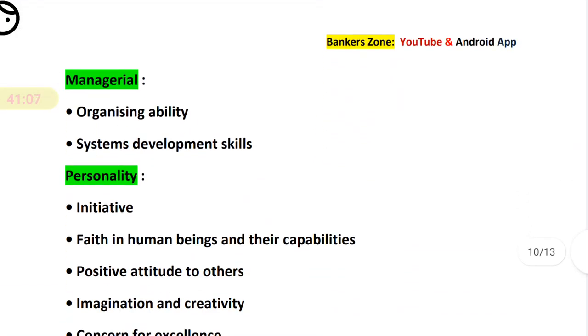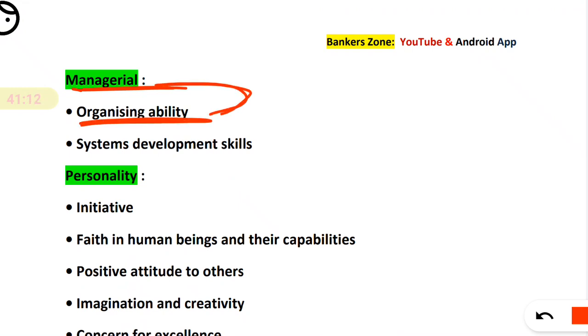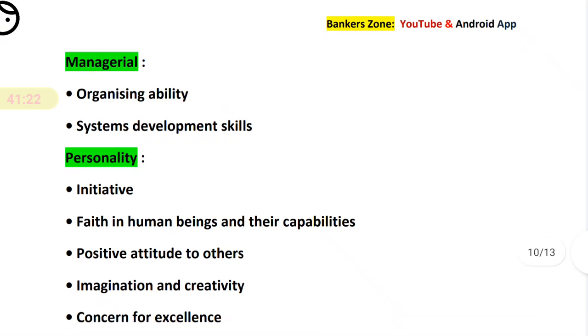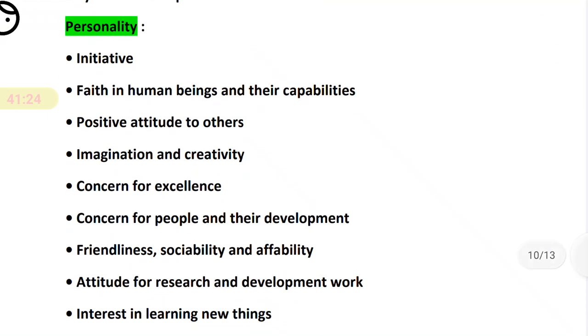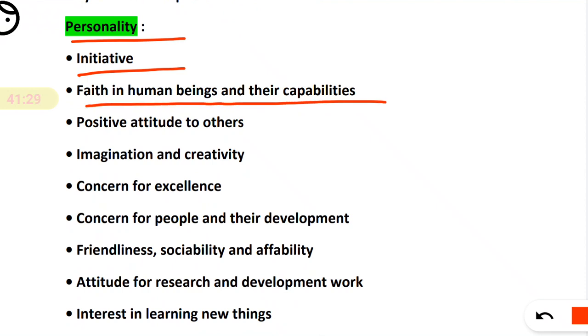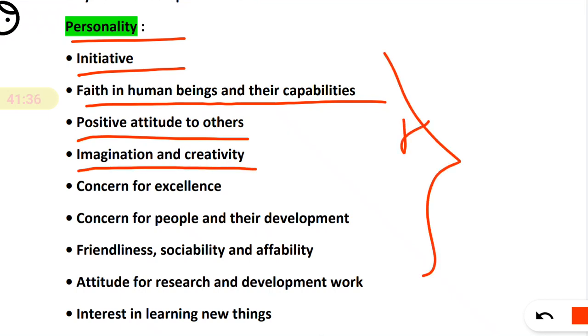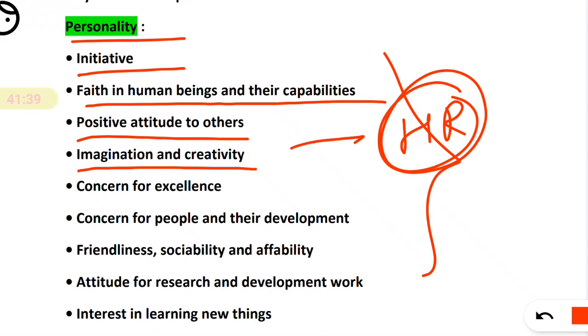And what are the managerial characteristics? Organizing ability is part of the managerial attributes, and system development skills are also part of the managerial attributes. Third is the personality attributes. So what are they in case of personality? Initiative, faith in human beings and their capability, positive attitude to others, imagination and creativity. So these are the characteristics the HR should possess.